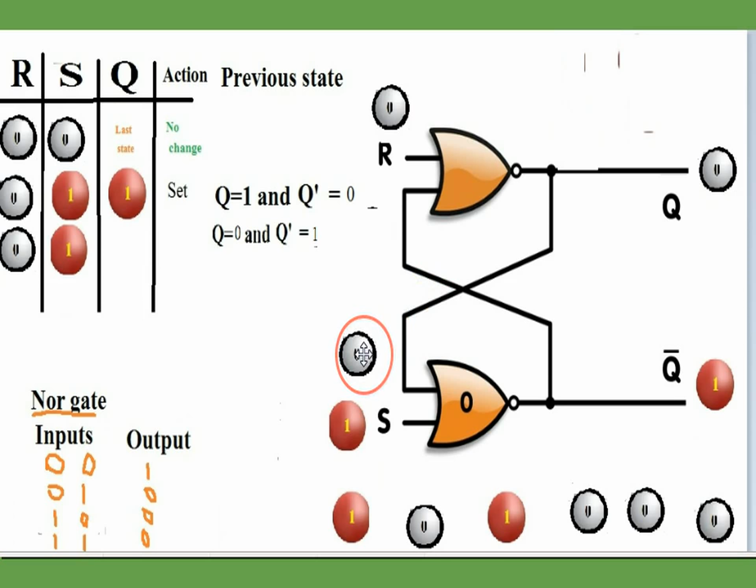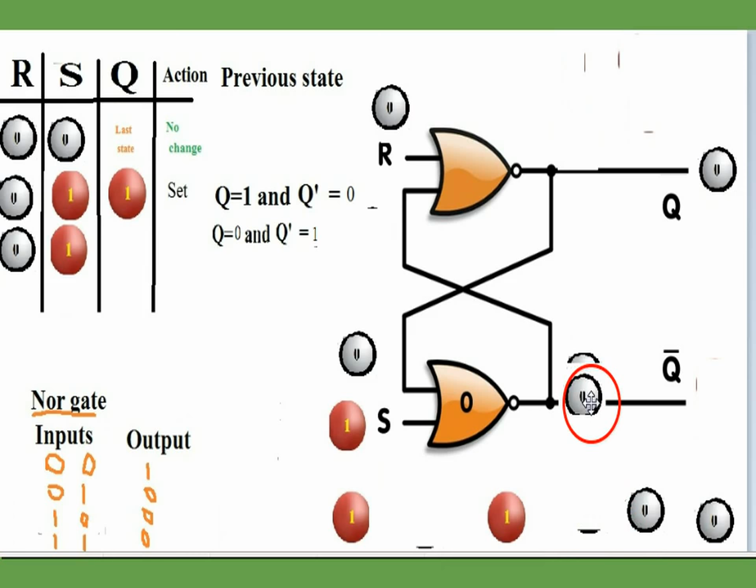and reaches here. 0, 1. 0, 1, what as output? 0. Okay, the 0 will come here. But Q complement now becomes 0. So no 1 now. Q complement is 0 according to the NOR gate, this lower NOR gate.